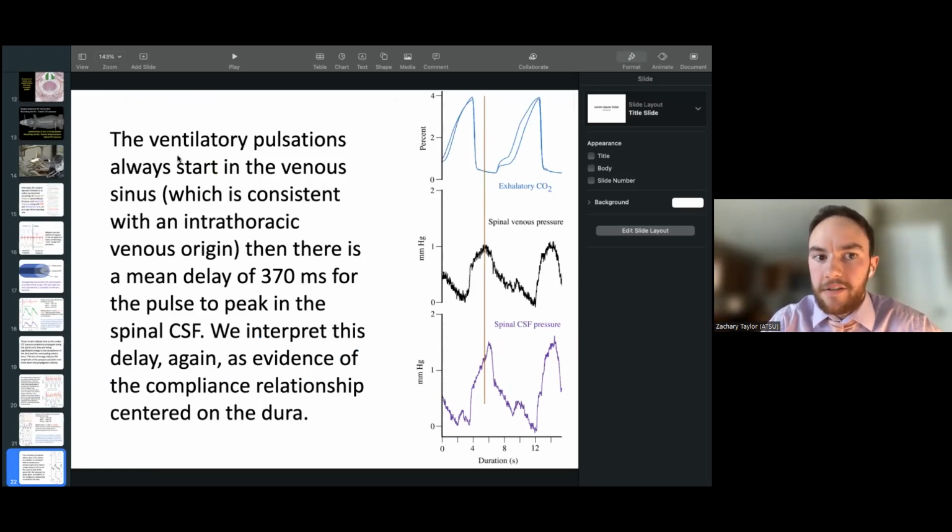So now with the ventilatory response, just like the cardiac, you'll see this yellow line in the middle of the spinal venous pressure, but then that delay, because the ventilation starts here, but then it has to travel through all the blood, and then it gets to the spinal CSF. So then you'll see the spinal CSF pressure spike a little bit later. And that's the same exact mechanism, the fact that it has to get through all this resistance. So there's a delay of 370 milliseconds, and then you'll see the main spinal CSF spike.